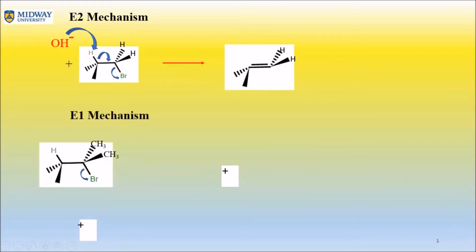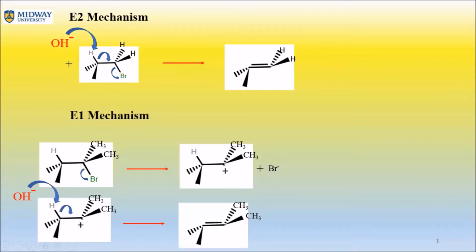Okay, E1 mechanism, I'm going to put it all in here so it makes sense. Now again, the carbon containing the leaving group does not contain any hydrogens, right? It contains 3 bonds and none of them is a hydrogen. So that means it has to be a tertiary carbon substrate.